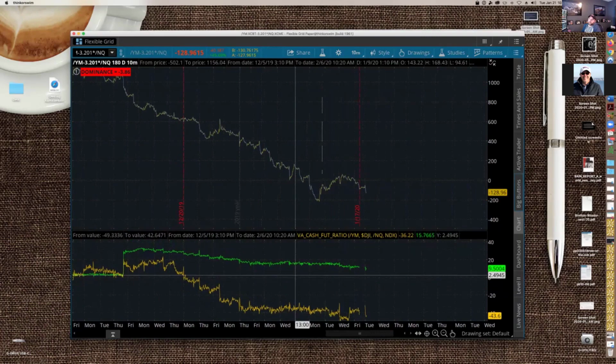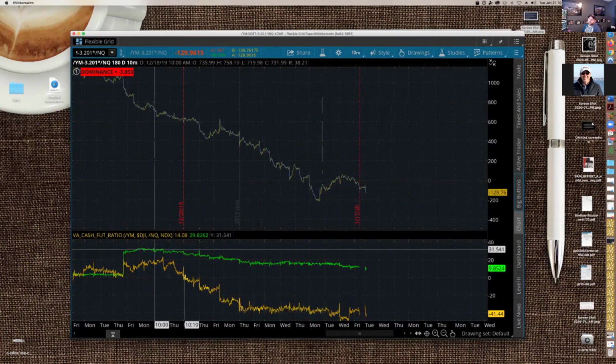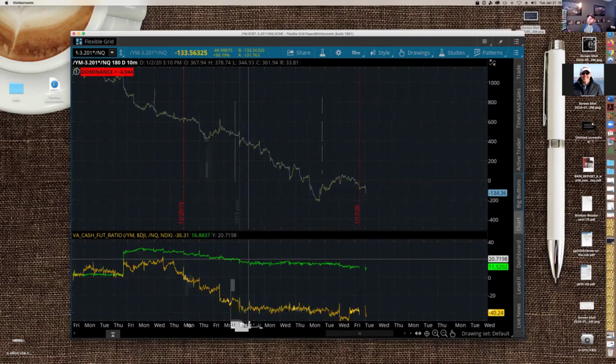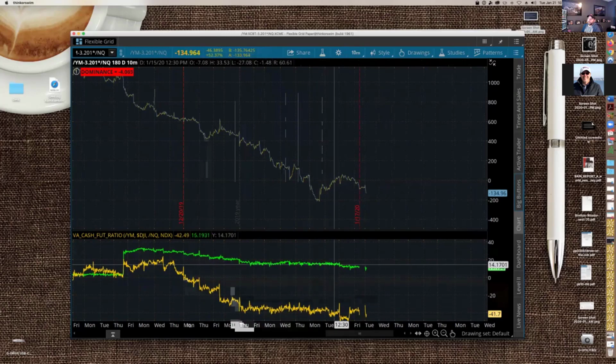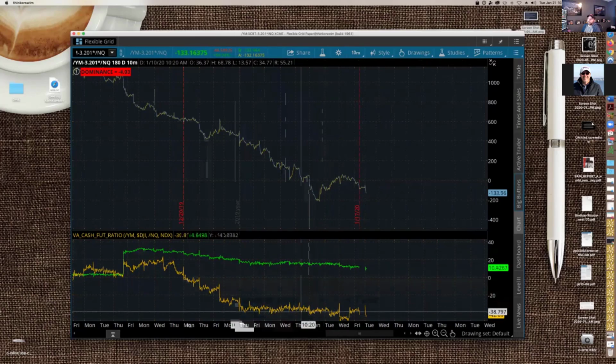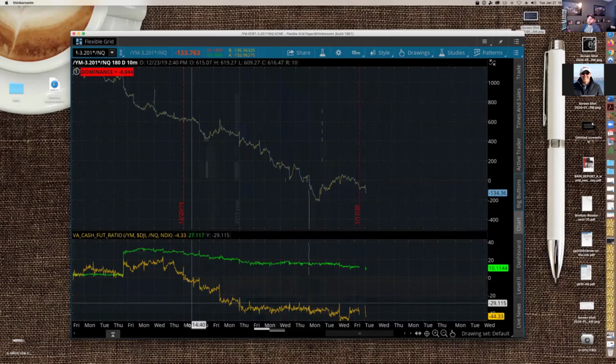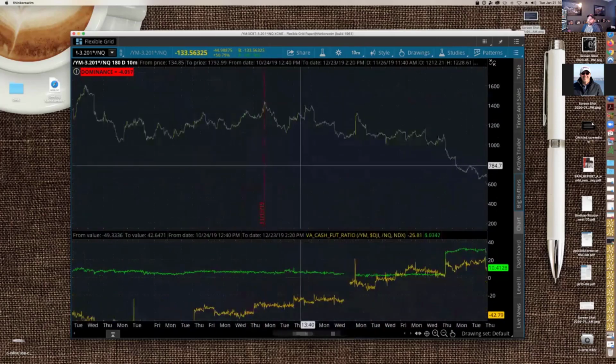What surprised me was the real stableness of the NDX compared to the YM and the Dow cash futures. It could be just because of the number of issues that are involved in the NDX. It's 100 companies compared to 30 in the Dow. But it seems to be pretty good.